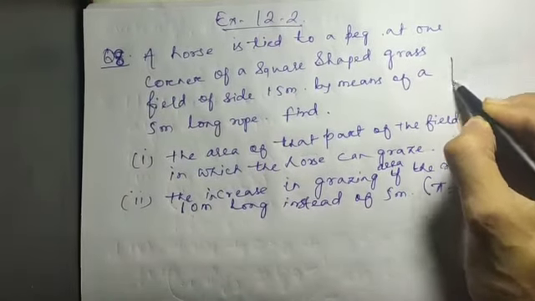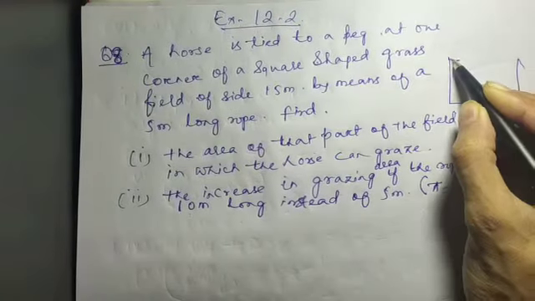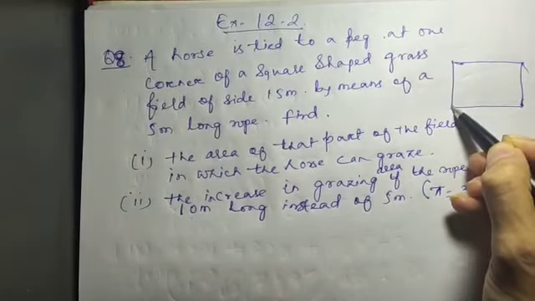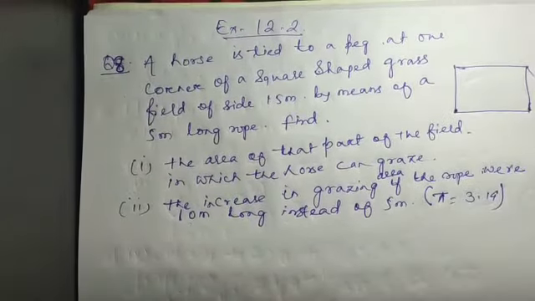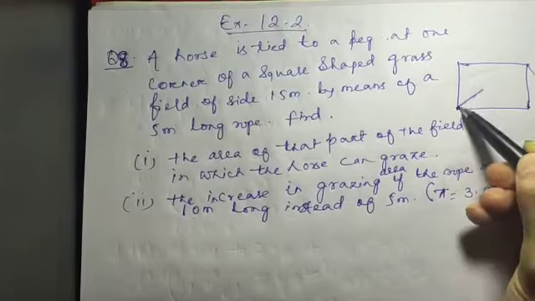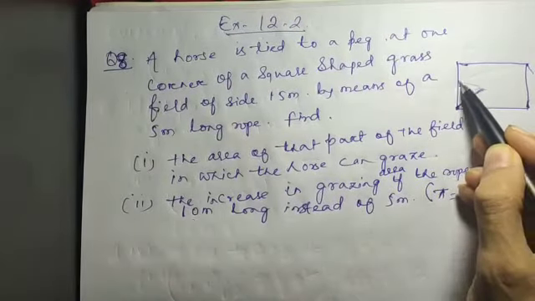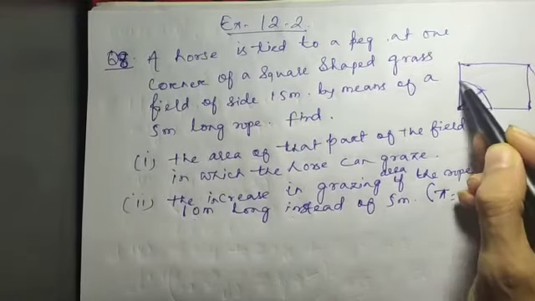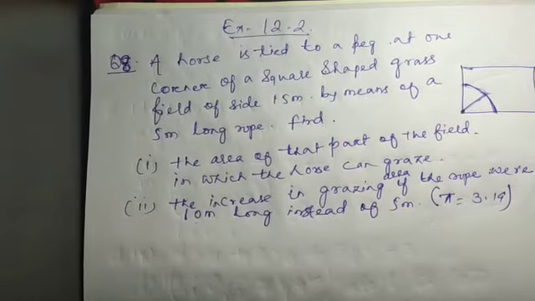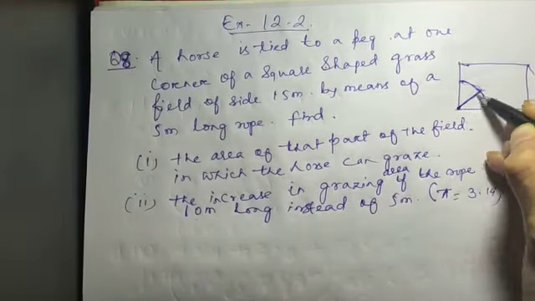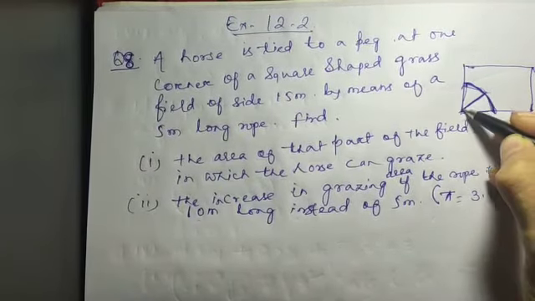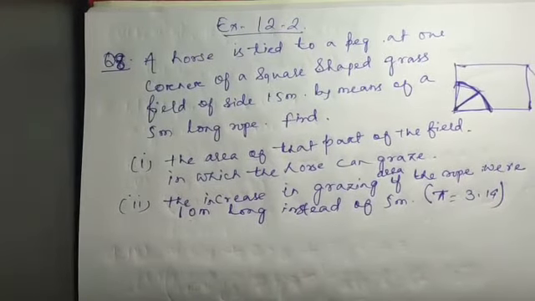Let's first understand the question and then try to make out a figure of the question. This is a square field, and the horse is tied in one of the corners with a rope of 5 meter. That means it can move up to 5 meter only. So the length of the rope is the radius of this quadrant. Can you see? This is a quadrant. The length of the rope is the radius of this sector.